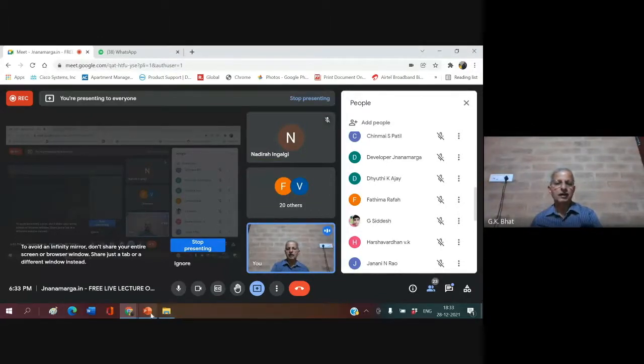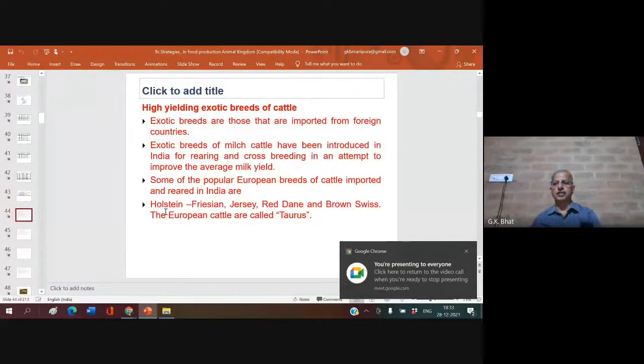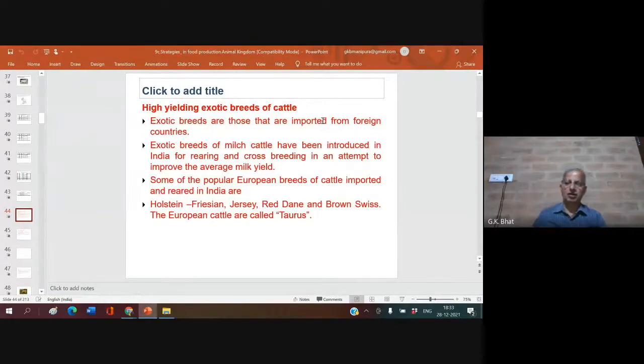Shall I go ahead? Right. Now I am taking another one, what is known as exotic breed. High yielding exotic breeds of cattle. Exotic breeds are those that are imported from foreign countries, not our breed. Exotic breeds of milch cattle have been introduced in India for rearing and crossbreeding in an attempt to improve the average milk yield. We get some cattle from outside India and we cross them with the local breed and we get hybrid.